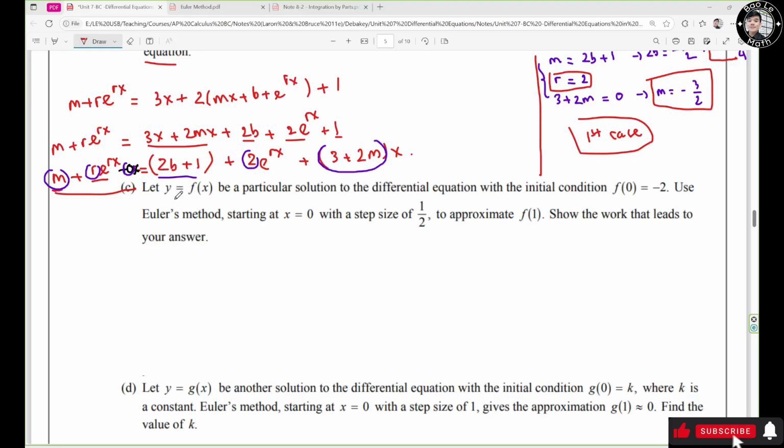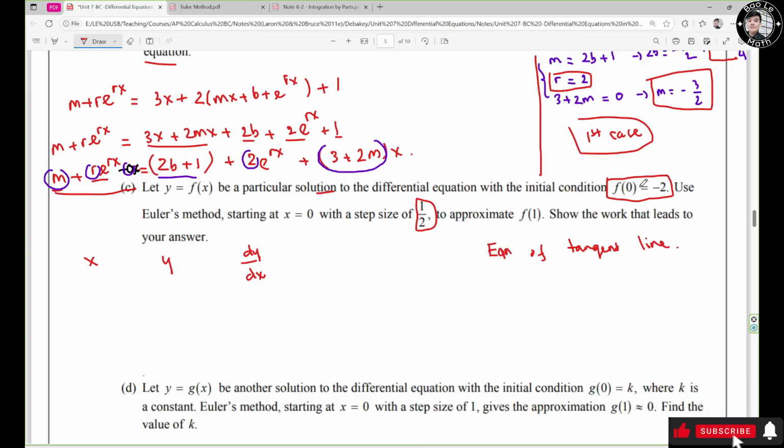Now let's move on to question C. Let y equals f of s be a particular solution to the differential equation with the initial condition f of 0 equals -2. Use Euler's method starting at s equals 0 with a step size of 1/2 to approximate f of 1. Right? So you're going to sketch the table, right? So you have s right here, y right here, dy over ds, right? And this one is the equation of the tangent line, right?